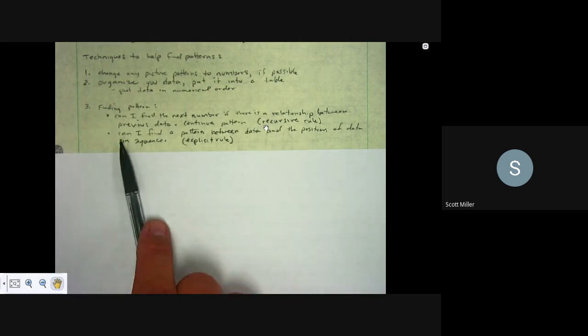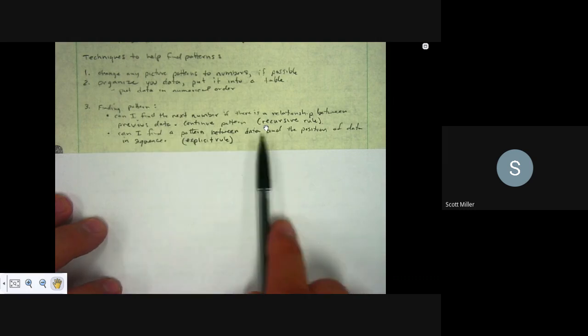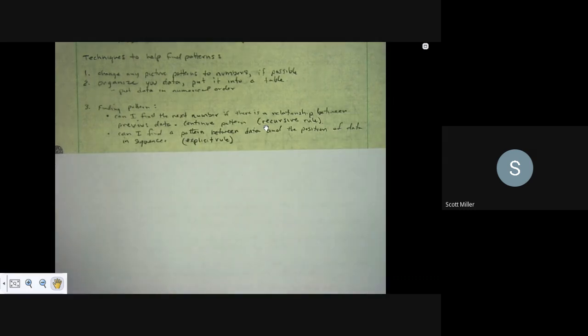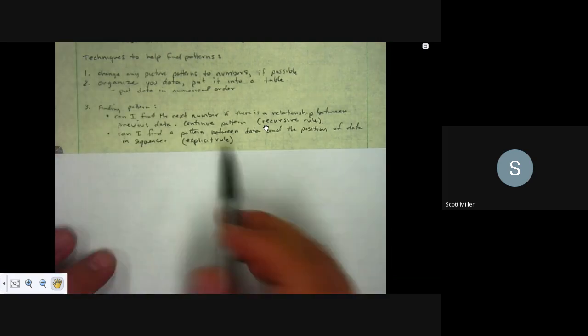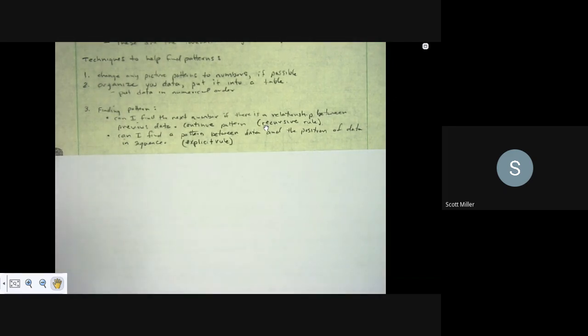If I put the data into a table and I number it in order, so this is the first number I got, this is the second number, so if I give it an order, a position, can I find a pattern between the data and the position in the sequence? Can I find the third number in the pattern by knowing that it's the third number in the pattern? Can I find the 27th number in this pattern, knowing that it's the 27th number in the pattern? Just by knowing its position, can I determine that? And that's called an explicit rule process. We'll talk more about this in much more detail as we move along.